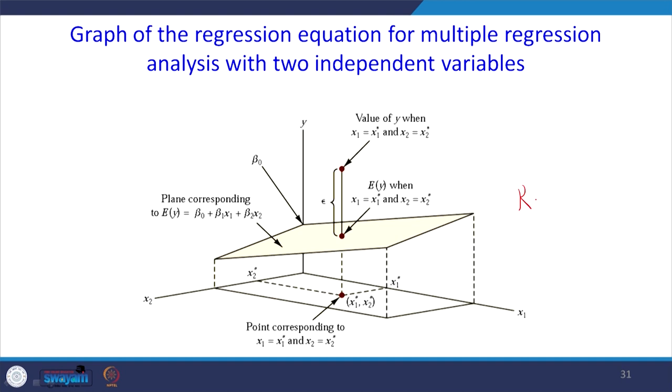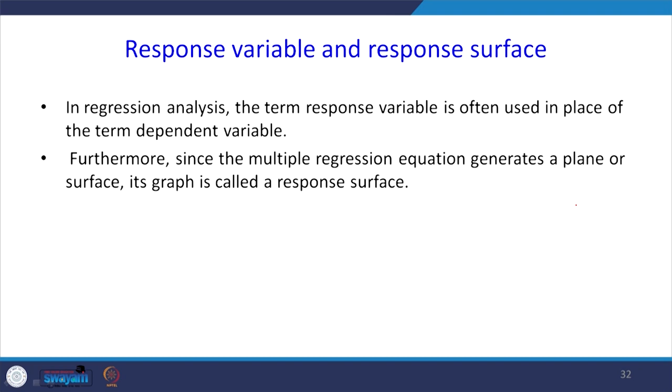Otherwise, they will call it RSM also, response surface model. Another name for regression is response surface model, because now this is the surface. Response variable and response surface. In regression analysis, the term response variable is often used in place of the term dependent variable. Instead of saying dependent variable, we will say response variable. Furthermore, since the multiple regression equation generates a plane or surface, the graph is called the response surface.